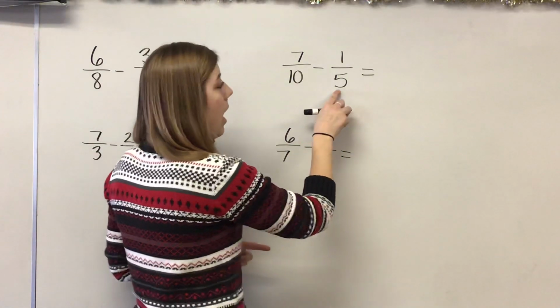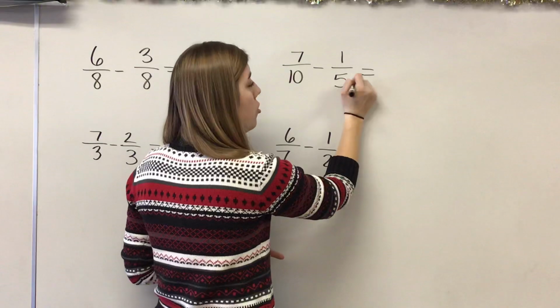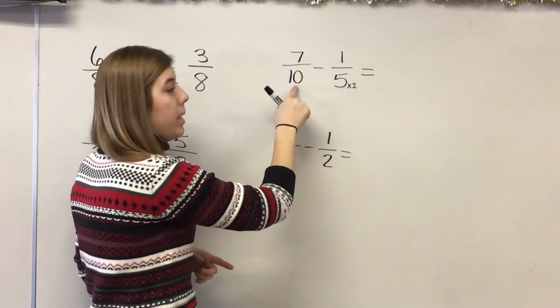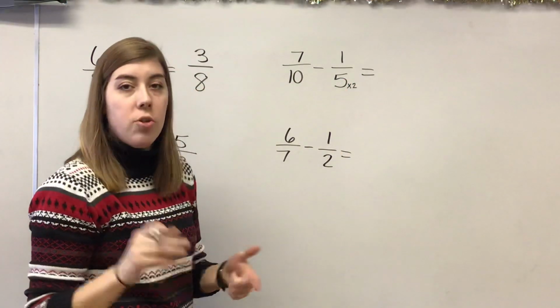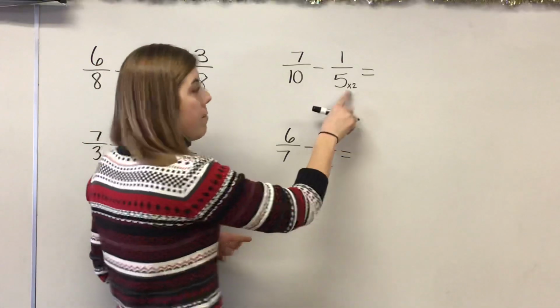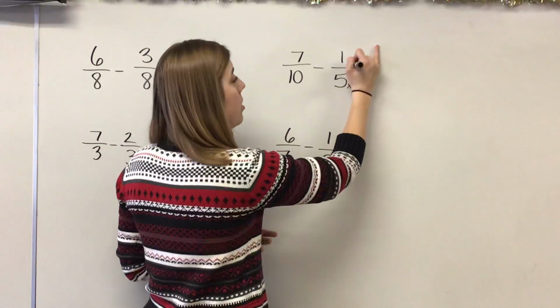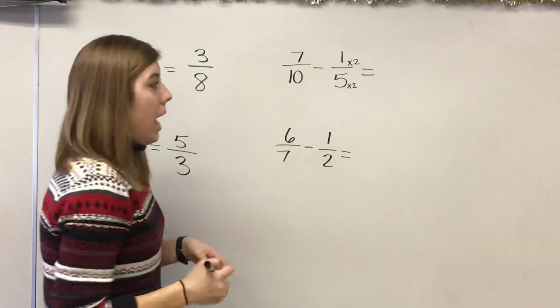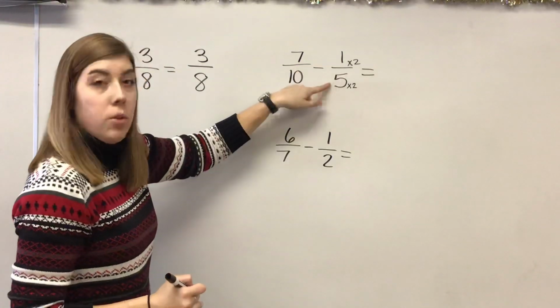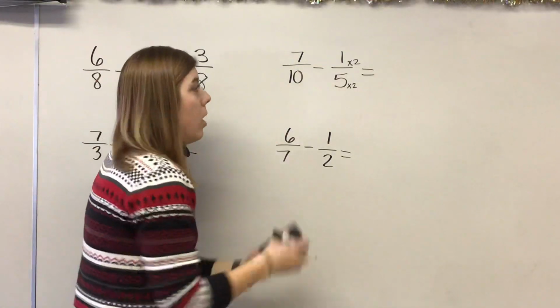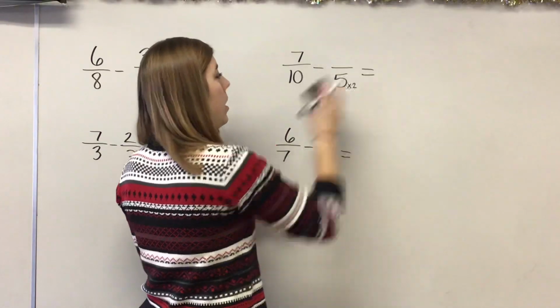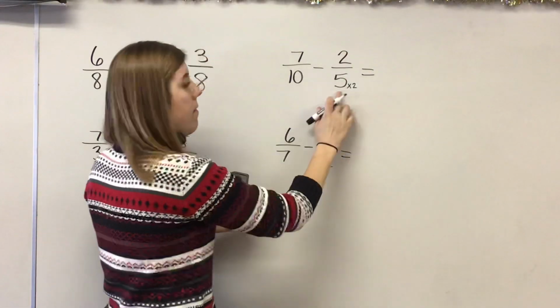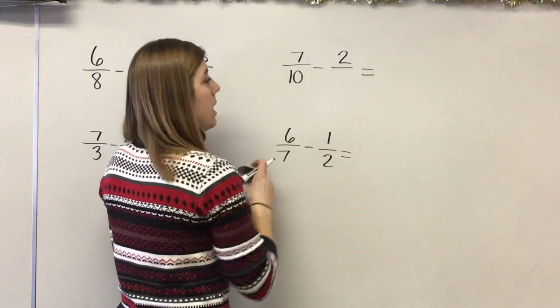Okay, I'm going to do 5 times 2 because I know 5 times 2 makes 10. Remember, when you create an equivalent fraction, you have to multiply or divide. If I multiply by 2 on the bottom, then I have to do it to the top. And now I'm going to change this fraction into its equivalent fraction. So 1 times 2 is 2, and 5 times 2 is 10.